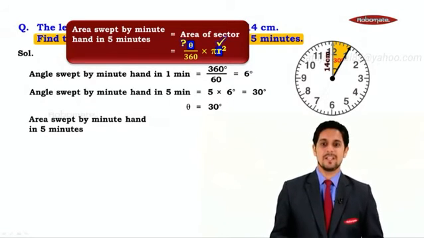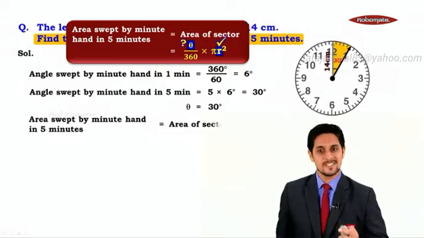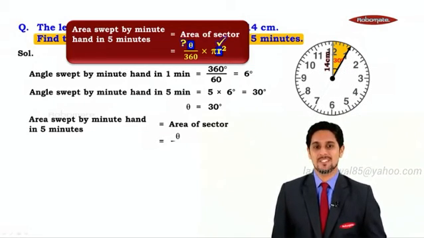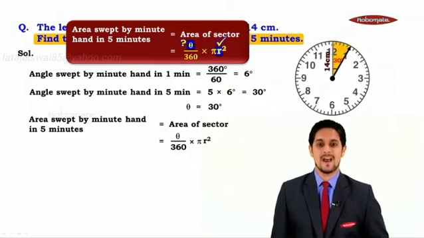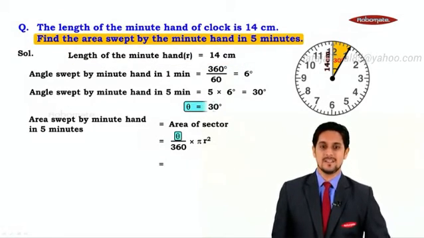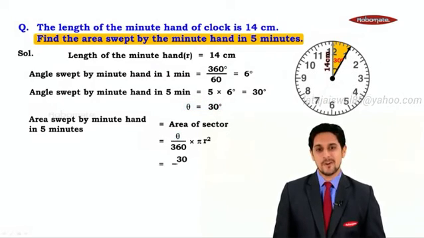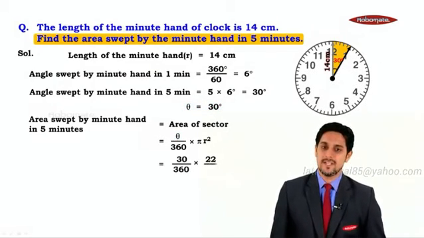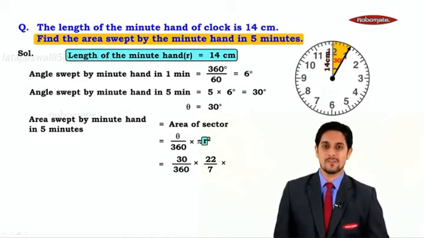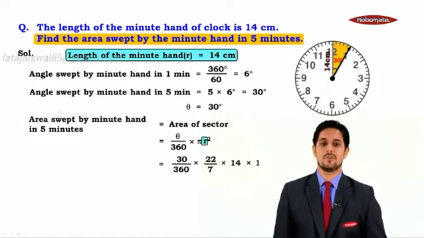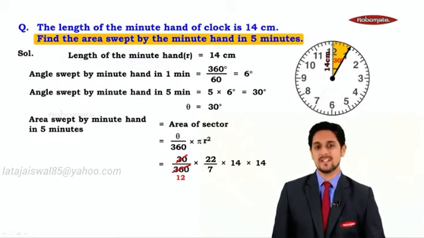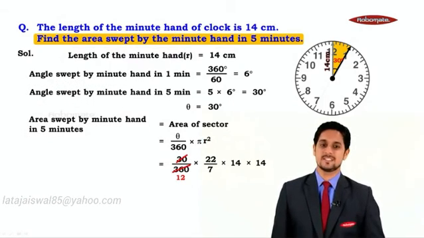Now students, as we have got the value of theta as 30 degrees, we can calculate the area swept by the minute hand in 5 minutes, which is equal to area of the sector. Now it is equal to theta upon 360 into pi r square. Let us substitute the values. We have theta is equal to 30 upon 360 into 22 upon 7 into r square, and the value of radius is 14 into 14. On cancellation, we have 30 into 1 as 30 and 30 into 12 times as 360.